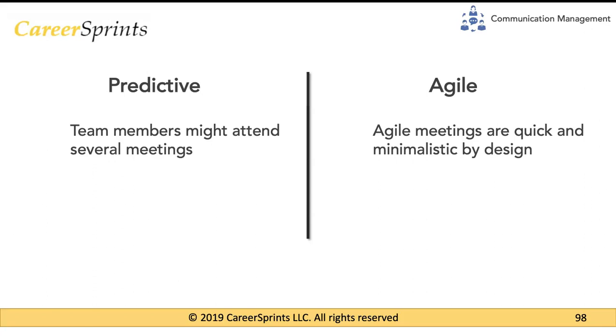So whenever you're doing documentation or whenever you're planning a meeting, ask yourself, does this meeting or this document really make sense if we want to use the Agile mindset, or do we really need this? And if the answer is no, then eliminate it. So that's the primary difference in communication between Predictive and Agile projects.